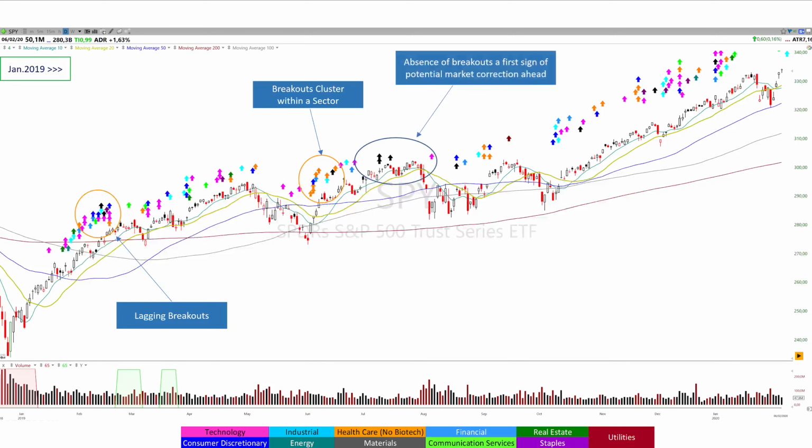Another point, and a thought that I wanted to highlight, is that the absence of breakouts can be a first sign of a potential market correction ahead. And this is an example of this happening. So almost no breakouts and then a correction ahead. Something kind of similar happening here as well, with no breakouts, correction ahead.